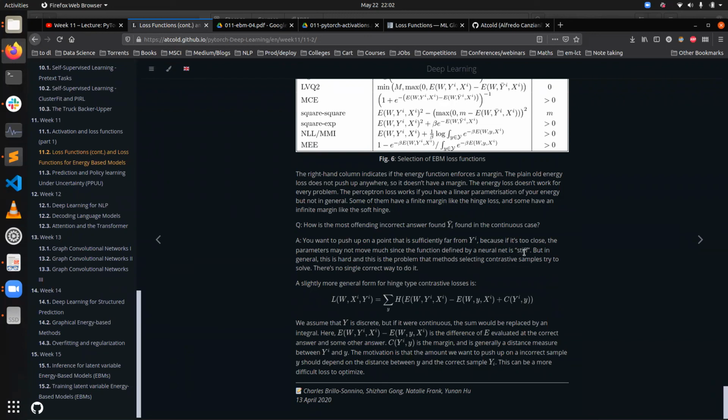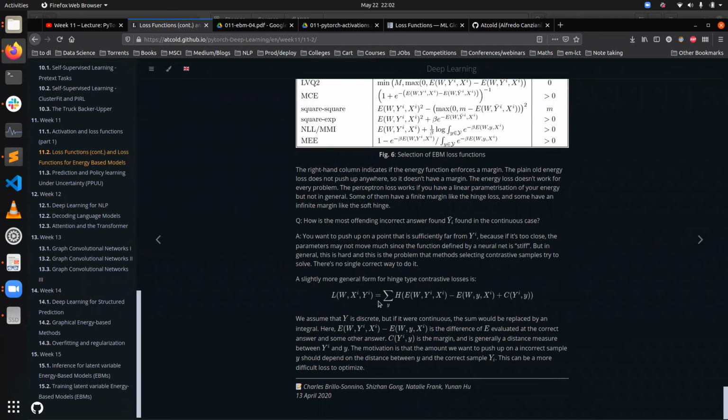And your neural net might become stiff. This is hard. This is the problem that methods selecting contrastive samples try to solve. Yeah, so what this is doing is just selecting contrastive samples to push up, and there is no single correct way to do it.